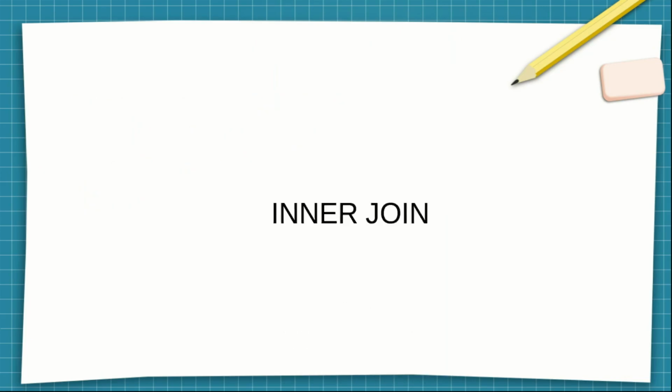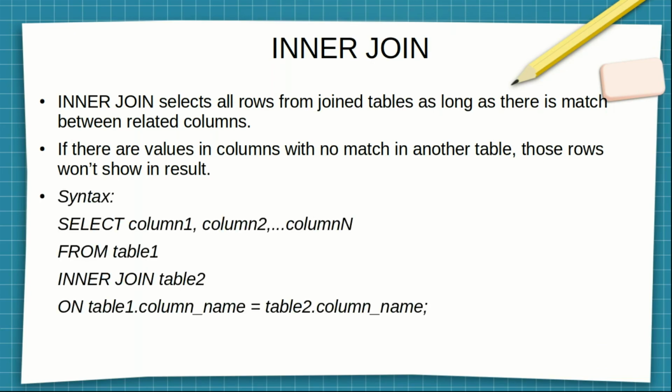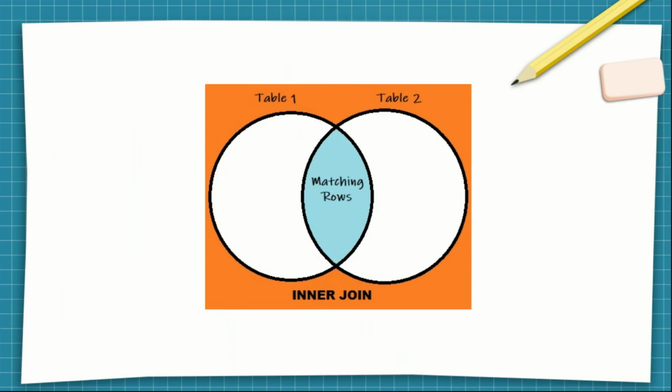What is inner join? Inner join selects all rows from joined tables as long as there is a match between related columns. Other rows will not be shown in the query result. This is the syntax that can be used to perform an inner join operation. We mention column names in the select statement, from table 1, inner join table 2. The join keyword is a must in join operations. As inner join is the default, we can skip the keyword inner. On defines how we are matching records from the two tables. Only matching records from joined tables will be shown in the result.